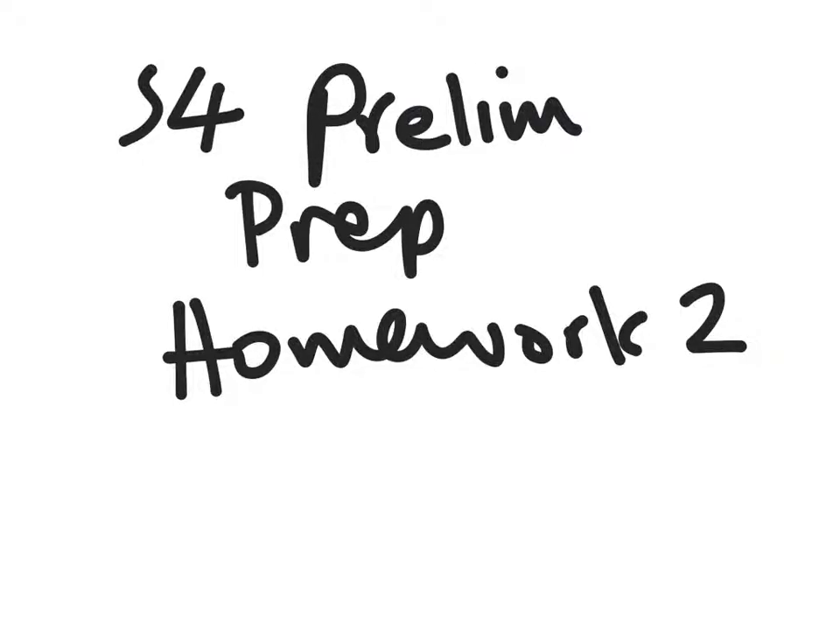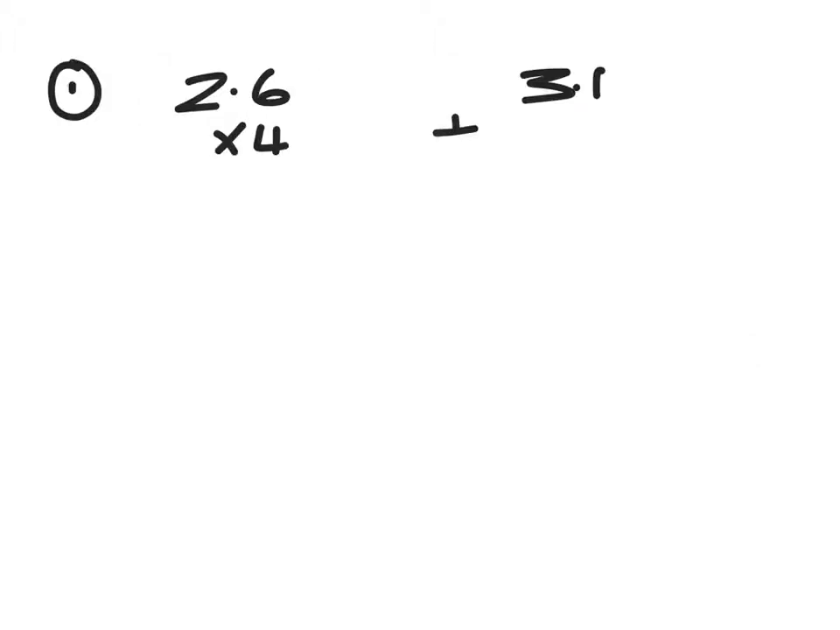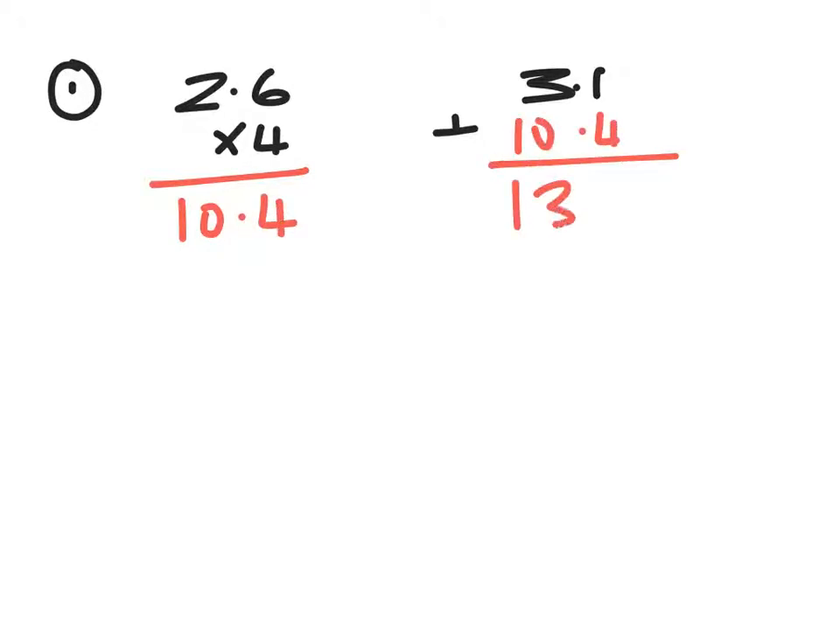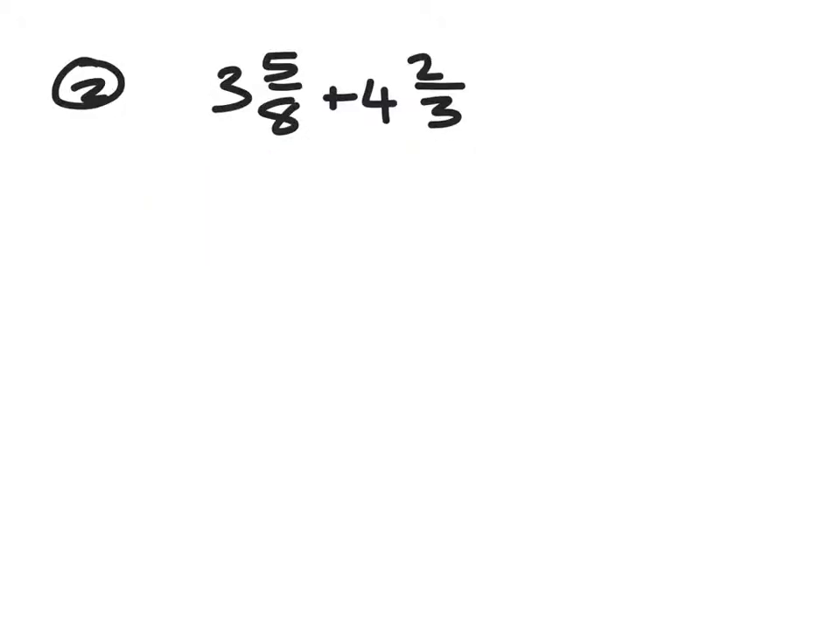Okay, here's the answers to homework prelim preparation sheet 2. First question, the BODMAS question, we do the multiplication first of all, and 2.6 times 4 comes out to be 10.4. We add that on to the 3.1, which gives 13.5. A nice easy start.